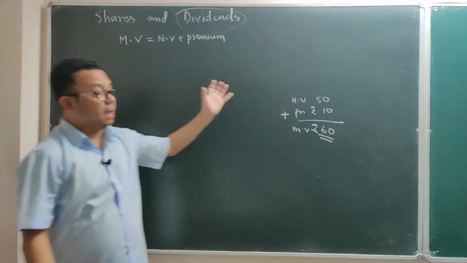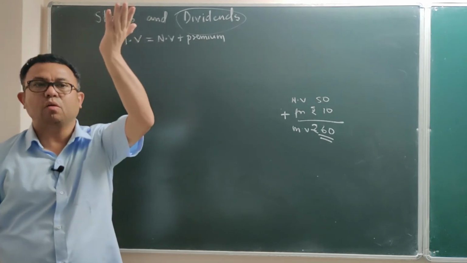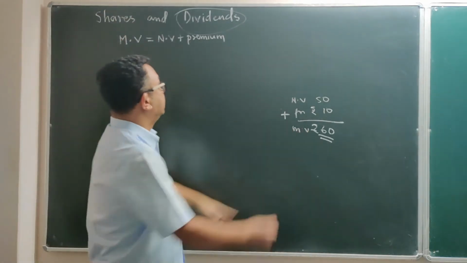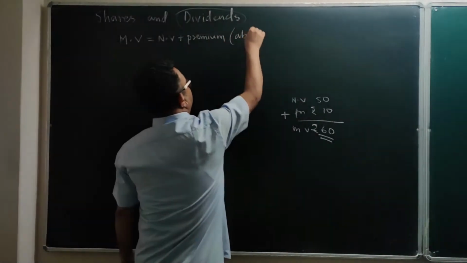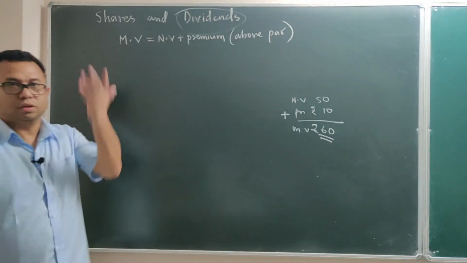This is happening when the company is doing well. If the company is doing well, the price of the share will go high. So we say the share is above par, more than the nominal value.